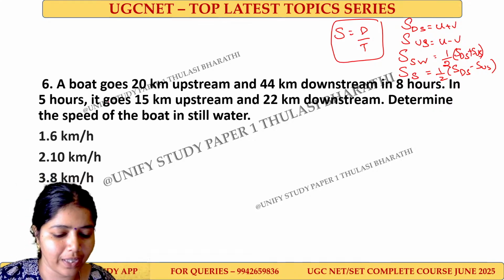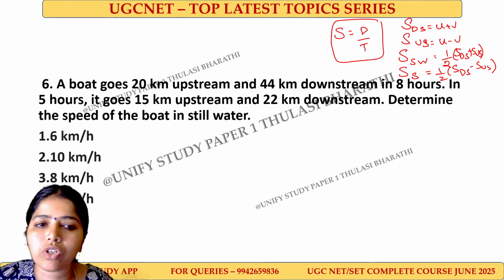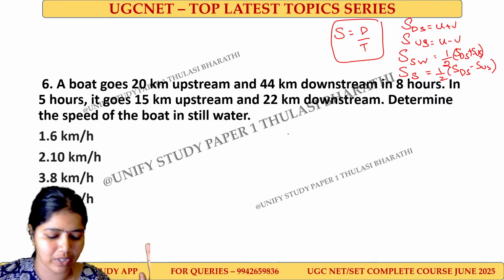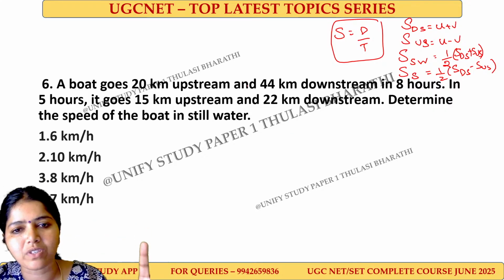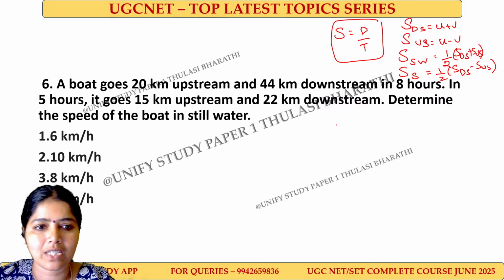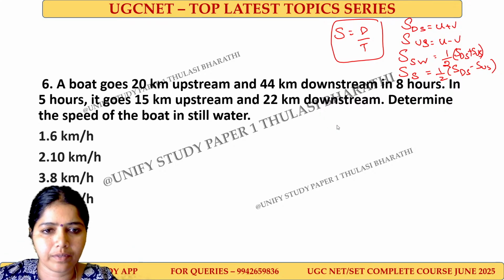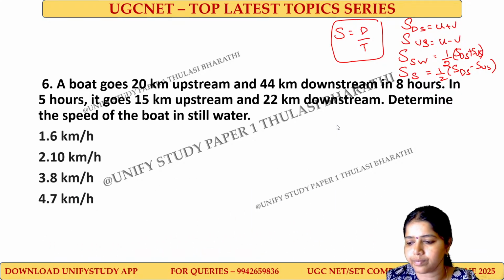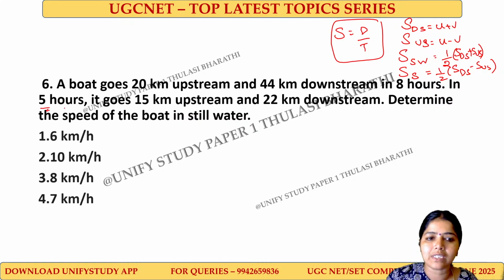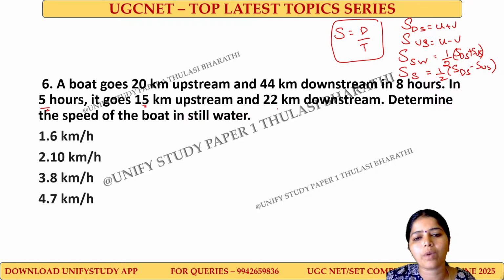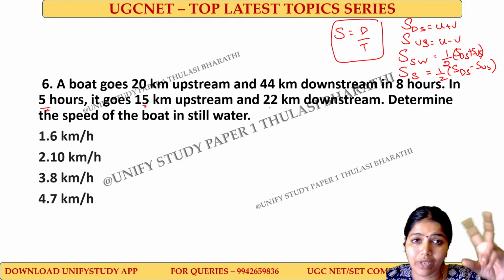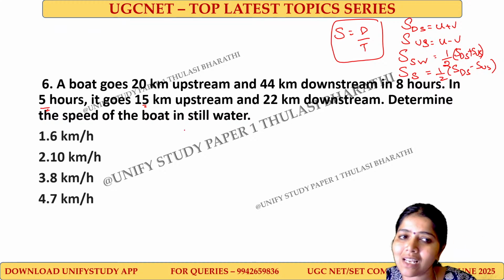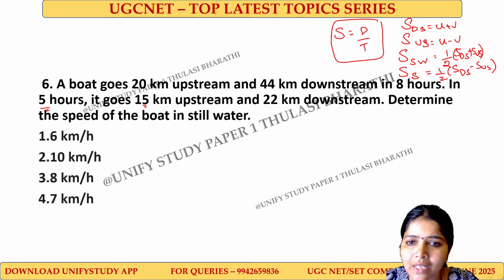Next problem, come on, do it. The boat goes 20 km upstream and 44 km downstream in 8 hours. Similarly, 15 km upstream and 22 km downstream in 5 hours. 2 cases have been given. Now what we have to determine? We have to determine the speed of the boat in still water. We got the question. Shall we start doing it?